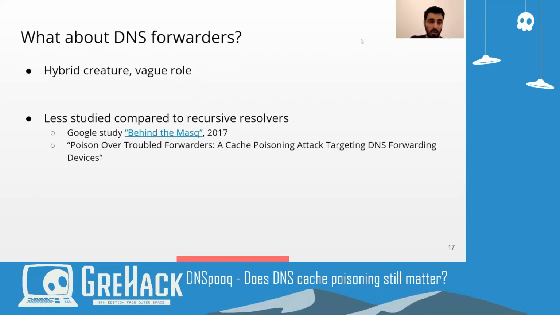And also, they are less studied compared to recursive resolvers. There's this Google study that looked at dnsmasq and found some nice memory corruption bugs there. And there's another research that successfully demonstrated the defragmentation attack on dnsmasq and other DNS forwarders. And there is some other research, but this is not that study.